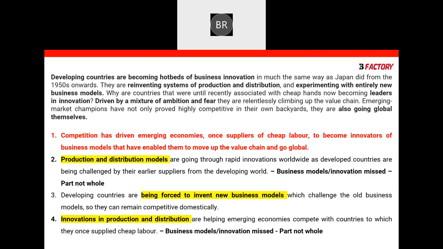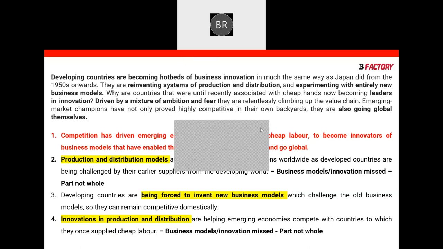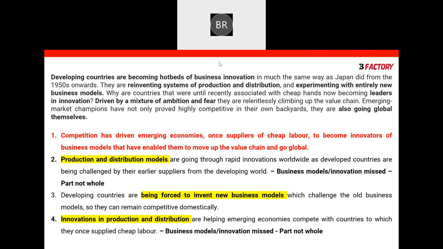Three is a clear no, okay? Two and four are part, not whole. I'm just explaining how we eliminate. One becomes the right answer. Another CAT 2021 passage. I hope you understood. Some of you, can you give a round of thumbs up if we have understood the topic here?